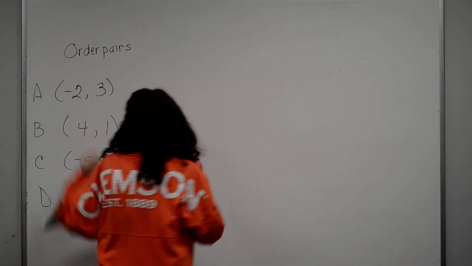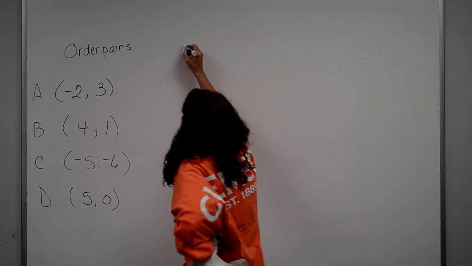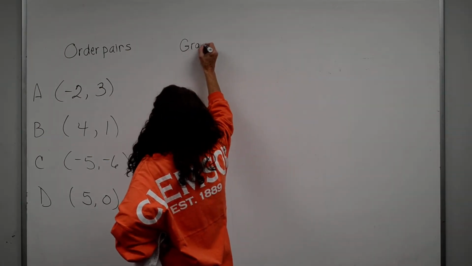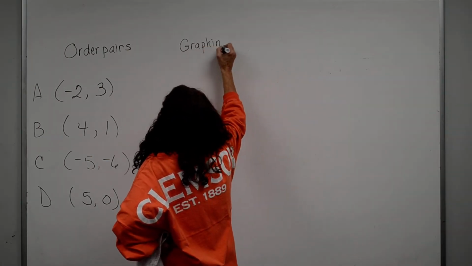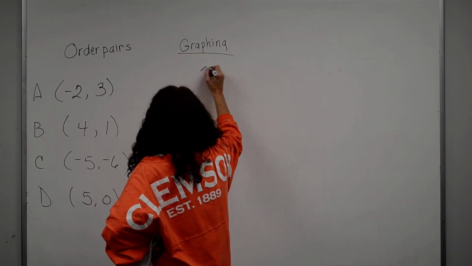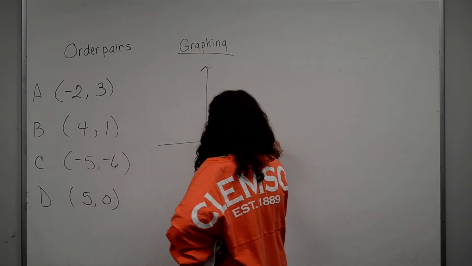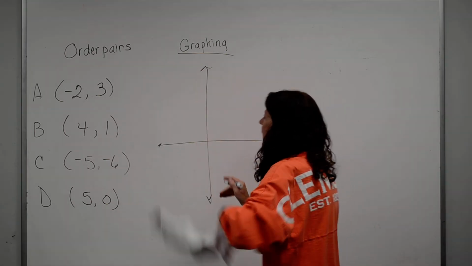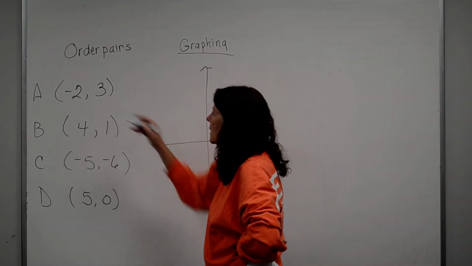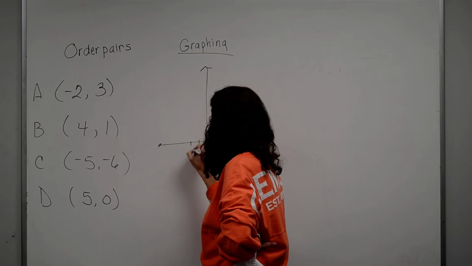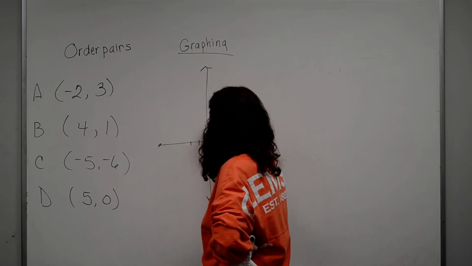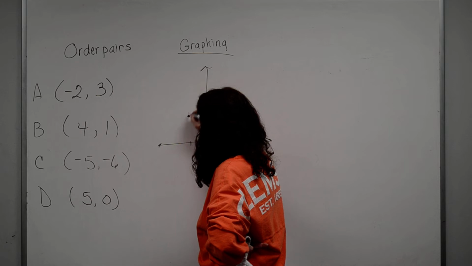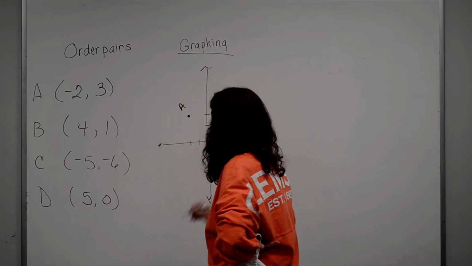Okay, so that is ordered pairs. The second way is graphing. So now I need my X and Y axis. Now you need to do this on a piece of graph paper, okay? So the point (-2, 3), I'm going to go over -2 on my X and go up 3. So that is point A.